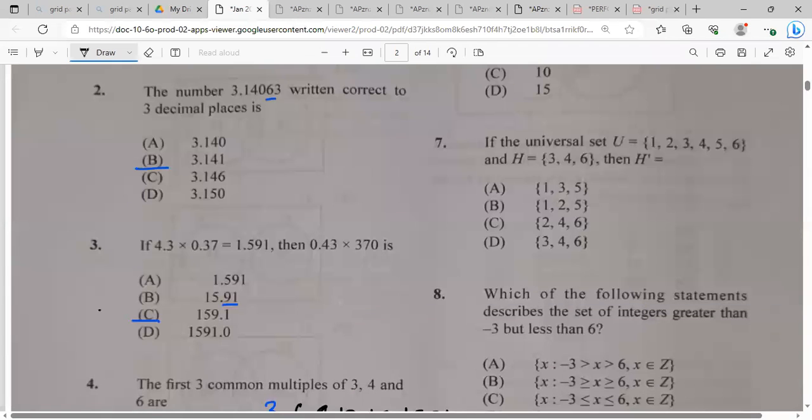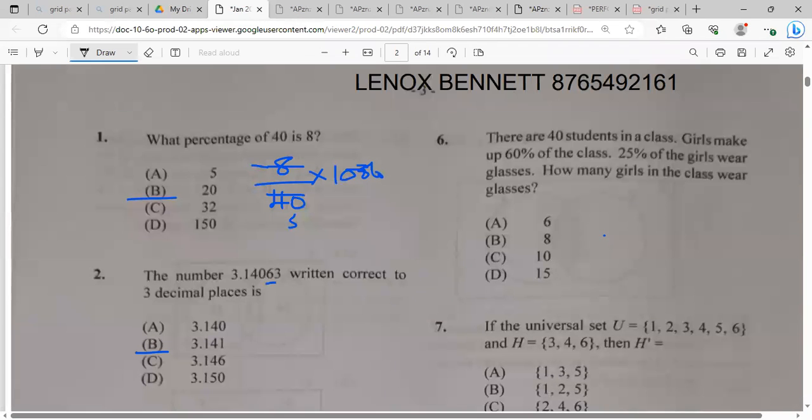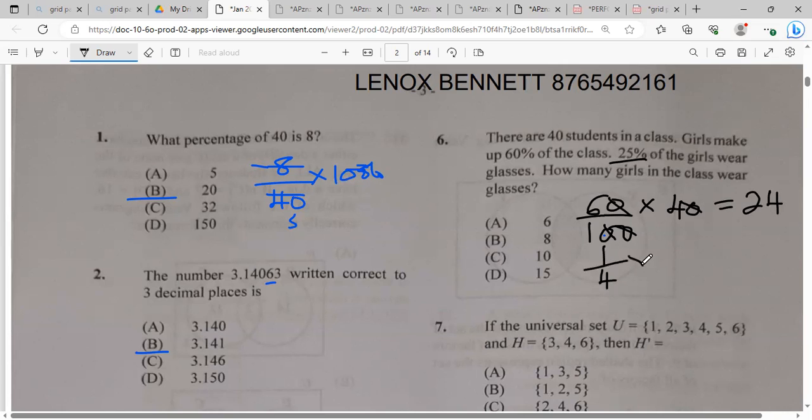Number 6 says there are 40 students in a class. Girls make up 60%, 25% wear glasses. How many girls in the class? This is a very popular question. So we find 60% of 40. So this gone, this gone, divided by 10, so that gives us 24. Now we're supposed to find 25% of the 24 girls, which is the same as dividing by 4, or a quarter. So that works out to 6.